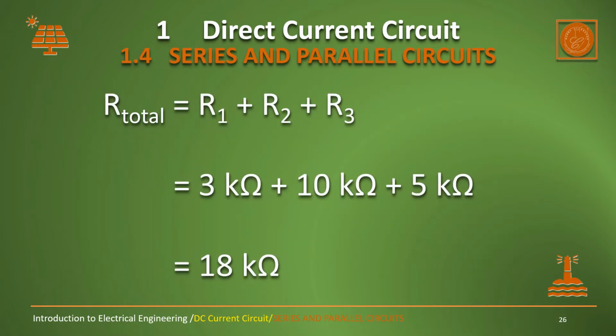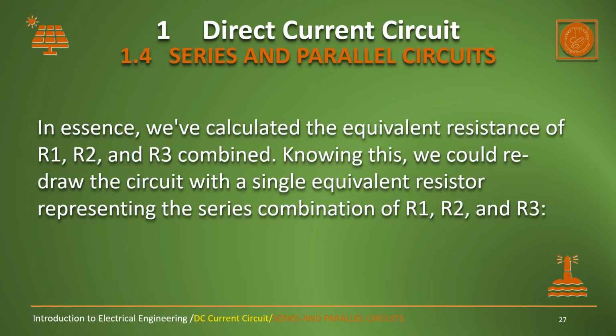According to the second principle, in a series circuit, the total resistance is equal to the sum of all the individual resistors. In our example problem, there are 3 resistors. R1 is equal to 3 kilo ohms. R2 is equal to 10 kilo ohms. And R3 is equal to 5 kilo ohms. So the total resistance is equal to 18 kilo ohms. In essence, we have calculated the equivalent resistance of R1, R2, and R3 combined.